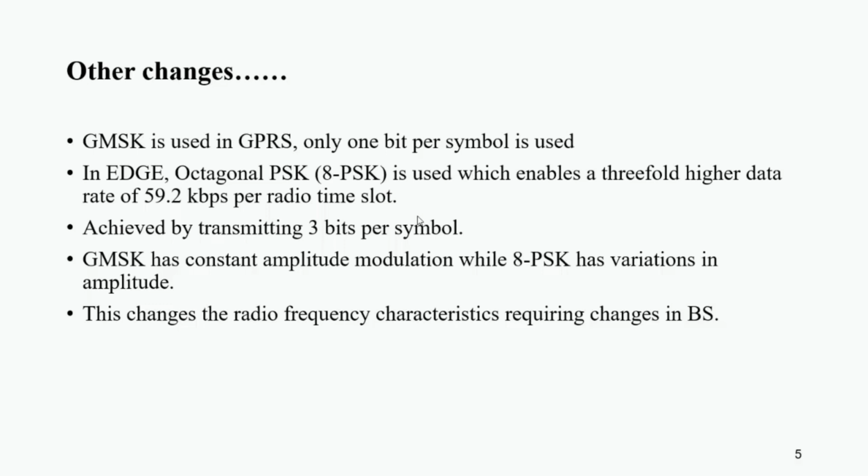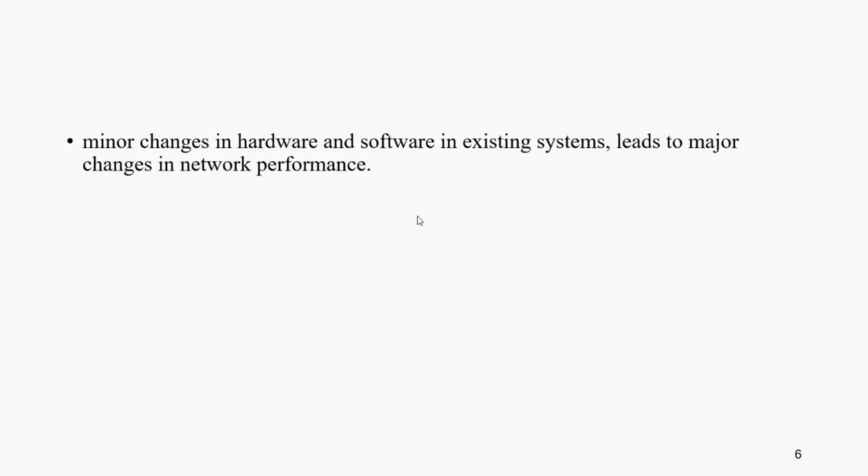Another main difference is that the amplitude in GMSK is constant, whereas in 8PSK the amplitude varies depending on the data requirement. So with the change in amplitude, the system is less robust as compared to GPRS because the noise and interference effects are more due to the variation in the amplitude. So these minor changes in the hardware and software boost the performance and we achieve more throughput in EDGE as compared to GPRS. That is for today's topic.